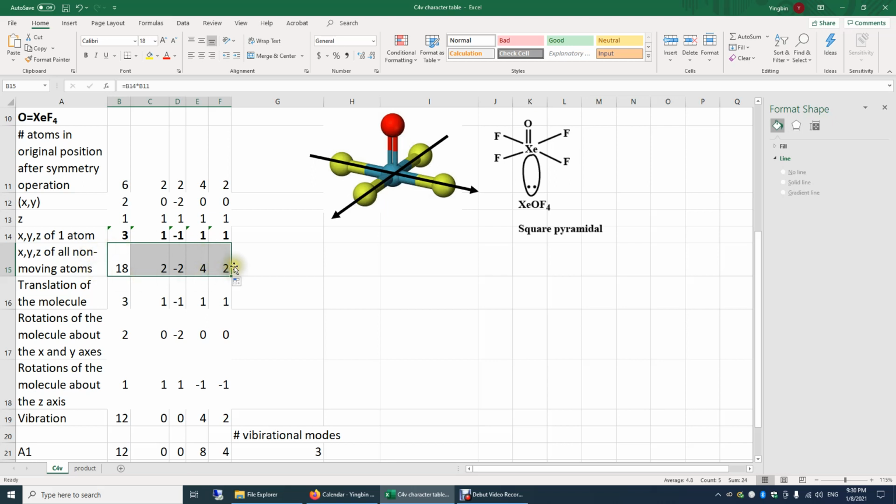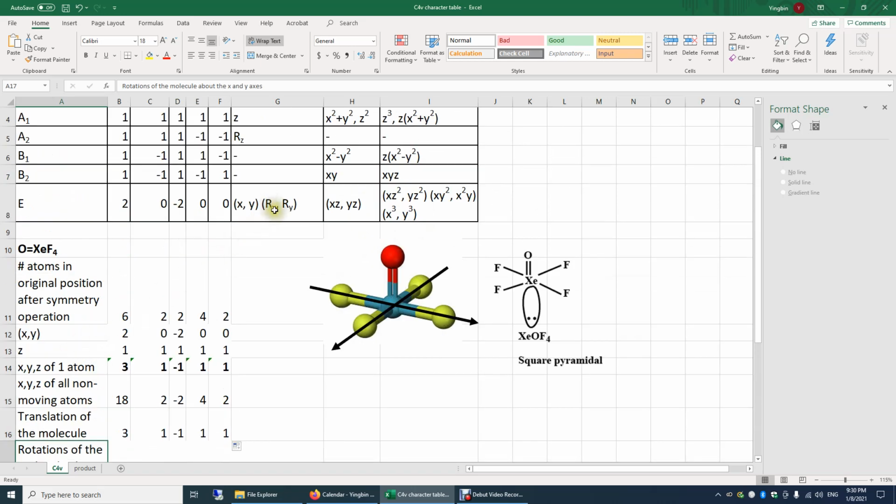We need to subtract the translations and rotations from this row. So first, translations. Now we're talking about the translation of the entire molecule, and this is the same as this row. So I just copy this number here and then drag it from left to right to automatically fill these 5 cells. Well, what about rotations? So we can have the rotation about the x and y axis right here. R sub x, R sub y, they are the rotations.